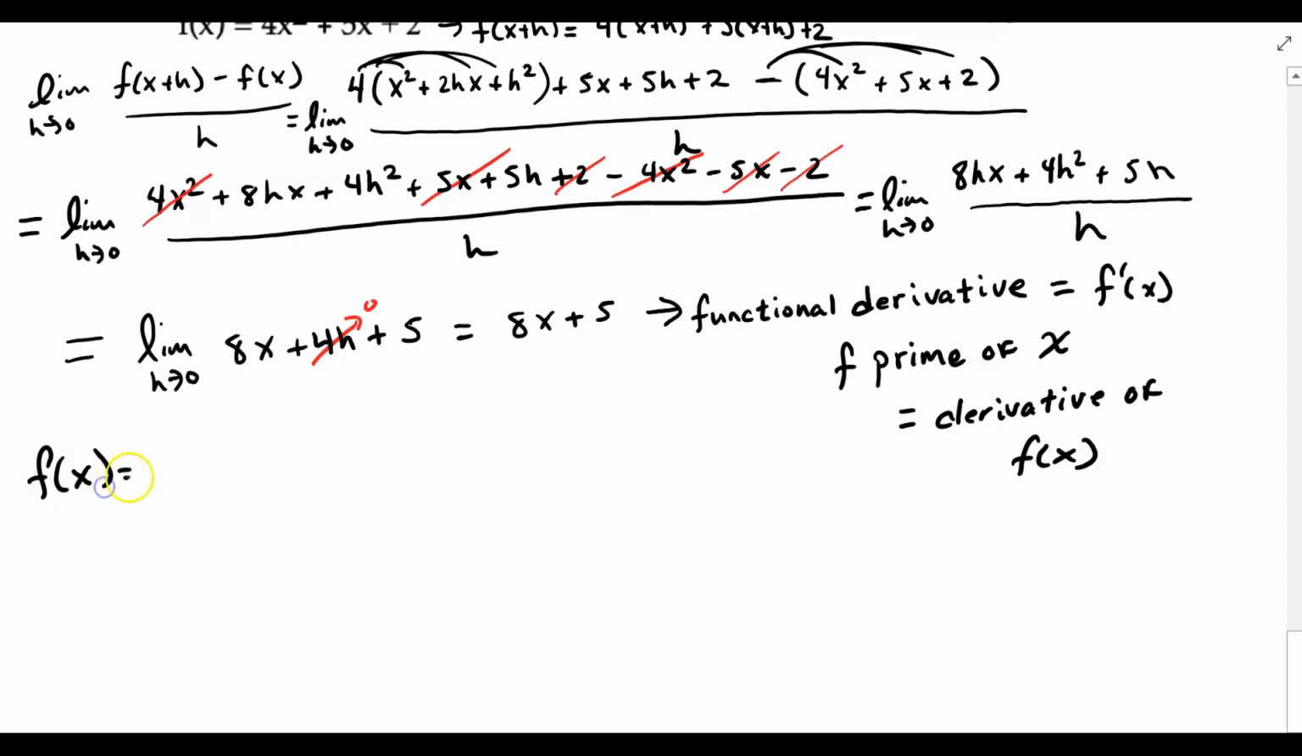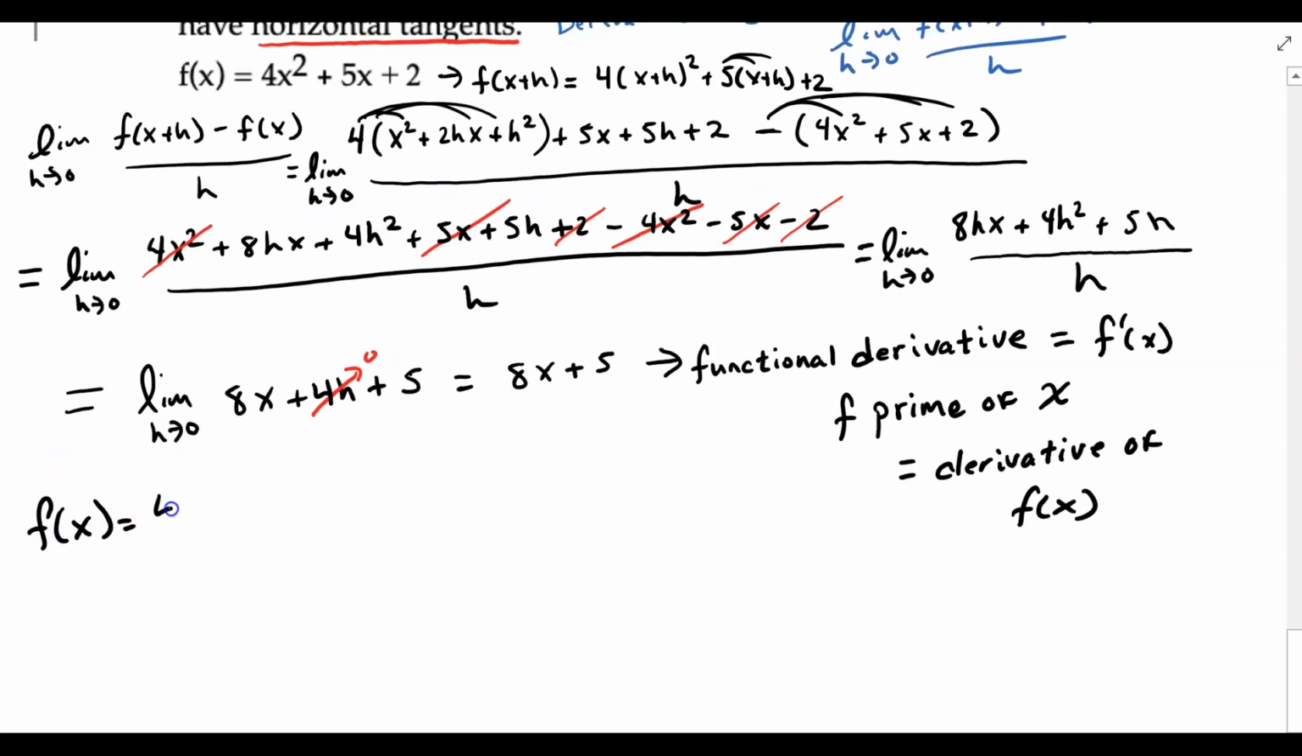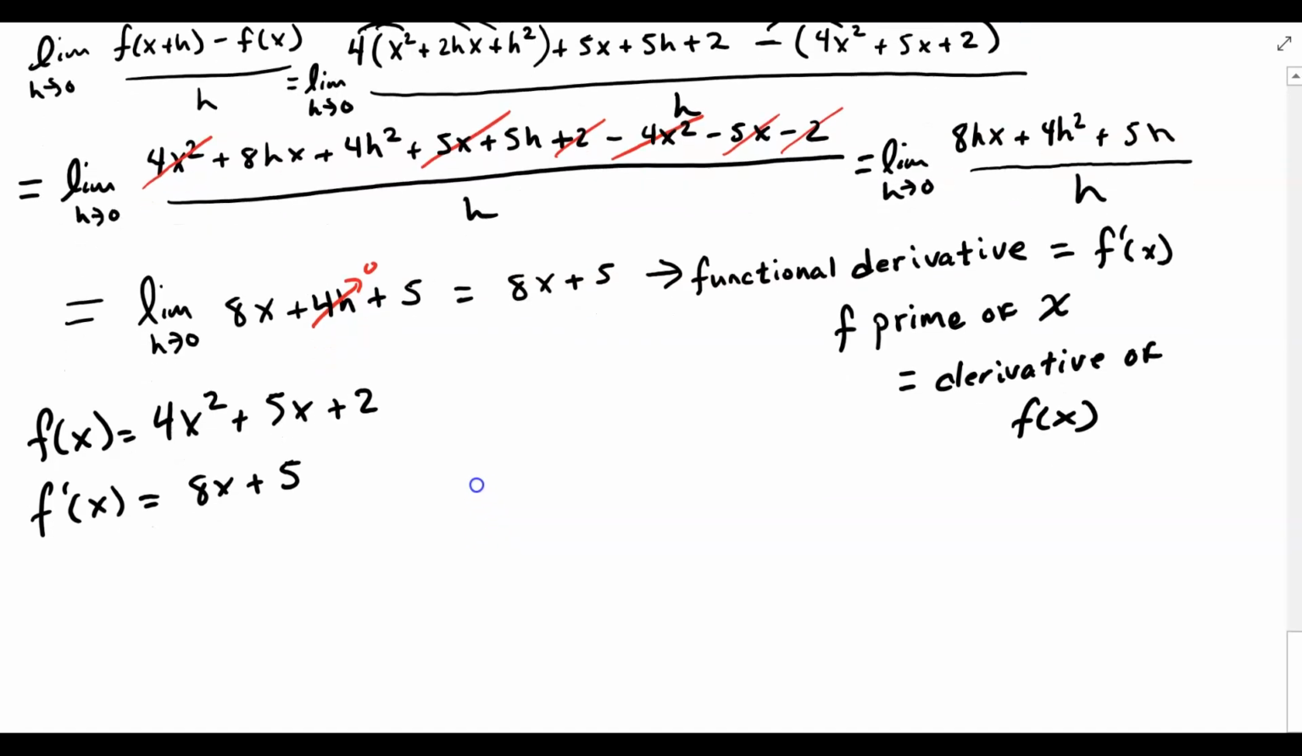If f of x was 4x squared plus 5x plus 2, its derivative f prime of x is 8x plus 5. There's some relation between these two things. I looked at the problem and knew it was going to be 8x plus 5 right away. See if you can figure it out. There are rules that make this a lot easier, so you don't even have to do the difference quotient, but that's a discussion for another time.